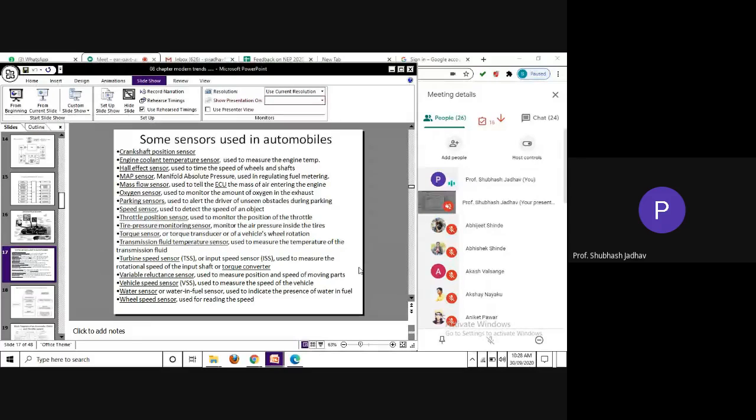Even though the basic operation is mechanical, most of this control part is becoming electronically controlled, and that is where the role of sensors and actuators comes into the picture. So nowadays, you need to be multidisciplinary. You cannot confine yourself to saying that I am a mechanical engineer and I will only learn mechanical. No, this is not possible nowadays. You have to be multidisciplinary.